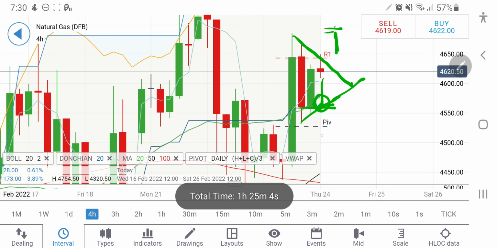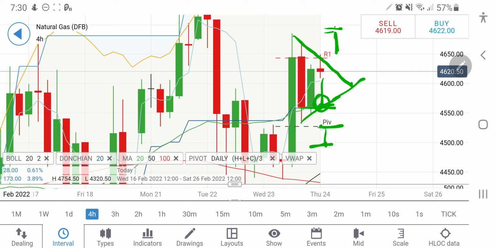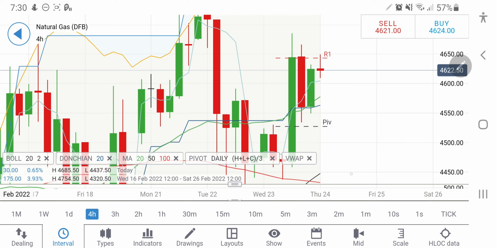Below 4550 we can expect it to drop towards 4530 and 4500 levels. These two levels are very important: 4530, 4500, then 4450 and 4400. So till 4400 it has got very strong support, and probably we may see a breakout soon on natural gas.